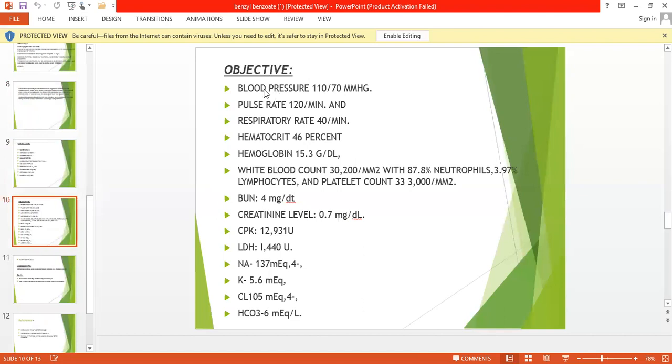These are the objective, these all are the lab tests, that is blood pressure, pulse rate, respiratory rate, hematocrit, hemoglobin. These are the lab tests of the patient. These are the electrolytes.